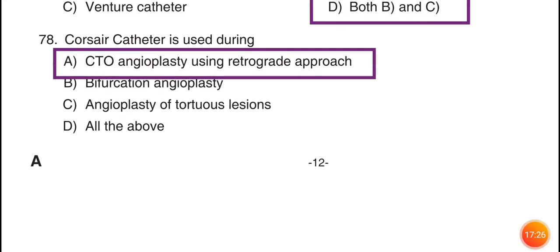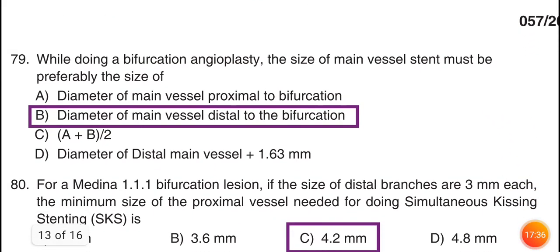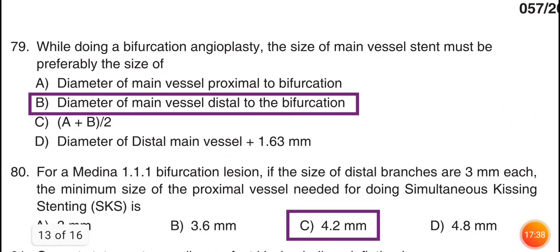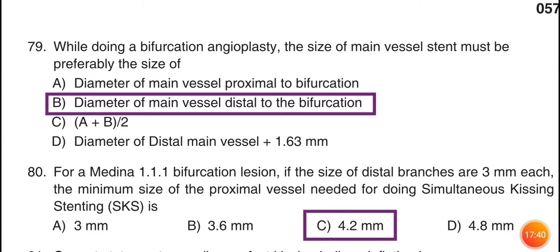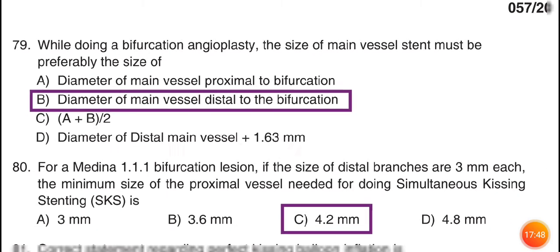78. Corsair catheter is used during option A, CTO angioplasty using retrograde approach. 79. While doing a bifurcation angioplasty, the size of the main vessel stent must be preferably the size of option A, diameter of main vessel proximal to bifurcation.